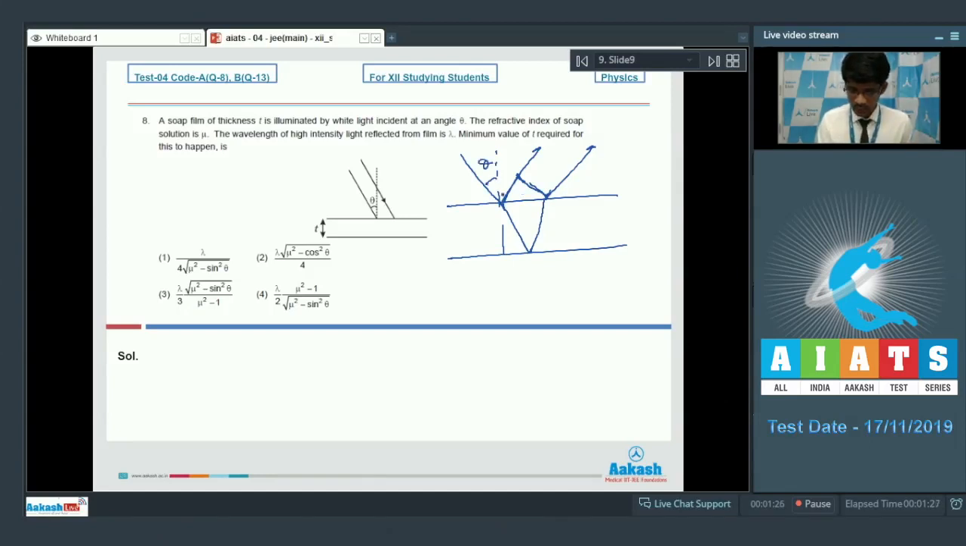This angle being theta, here it is r, and the thickness is said to be t. So first I will be calculating this path difference. So this is delta x1, I'm saying. Let us say this portion being x1.